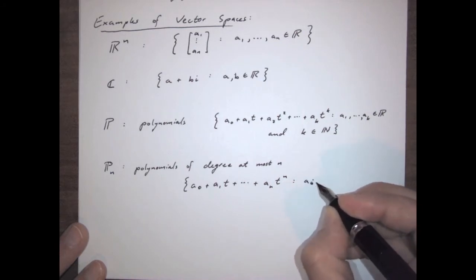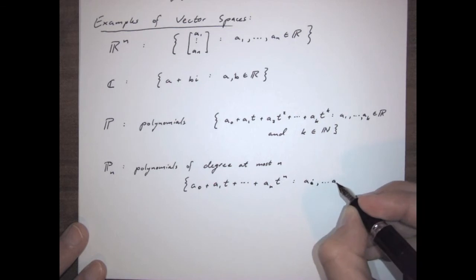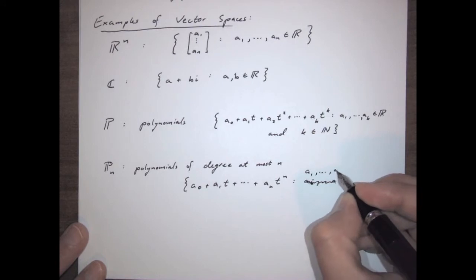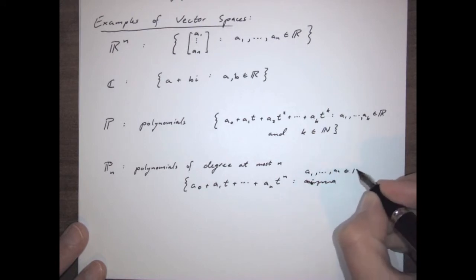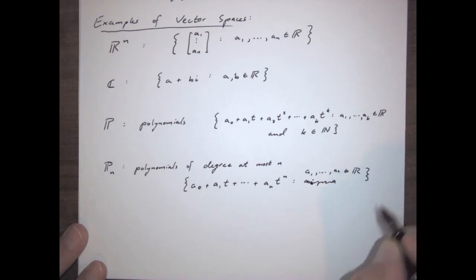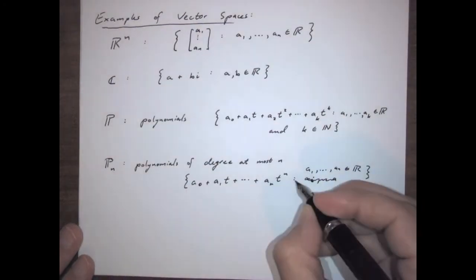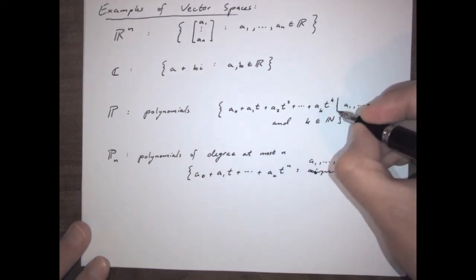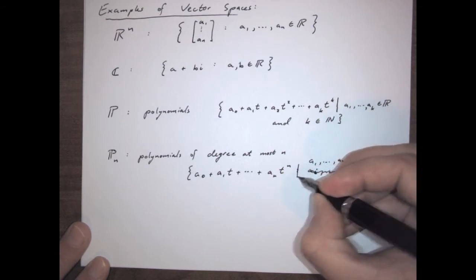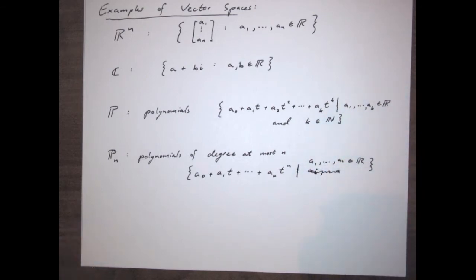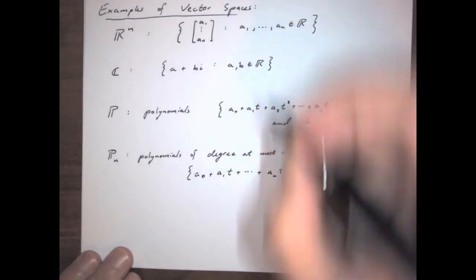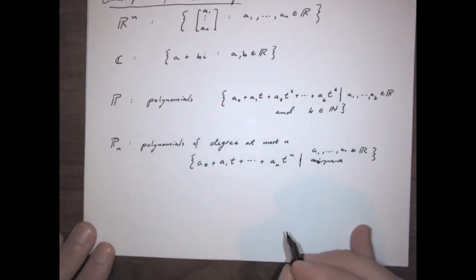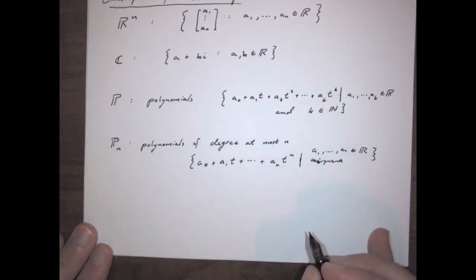And the a1 up to an are all real numbers, so the coefficients are all real numbers. And that also qualifies. So you can use either a colon or a bar to separate out the parts of your set builder notation, the recipe and then the ingredients. So those are some examples, but there are other examples too.